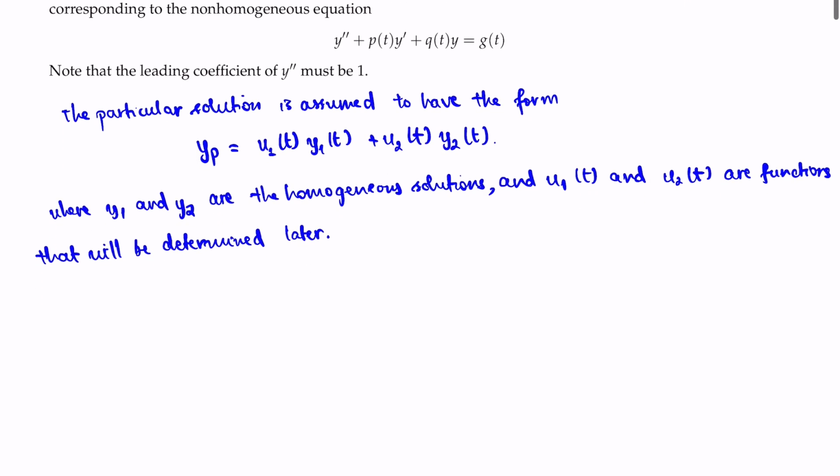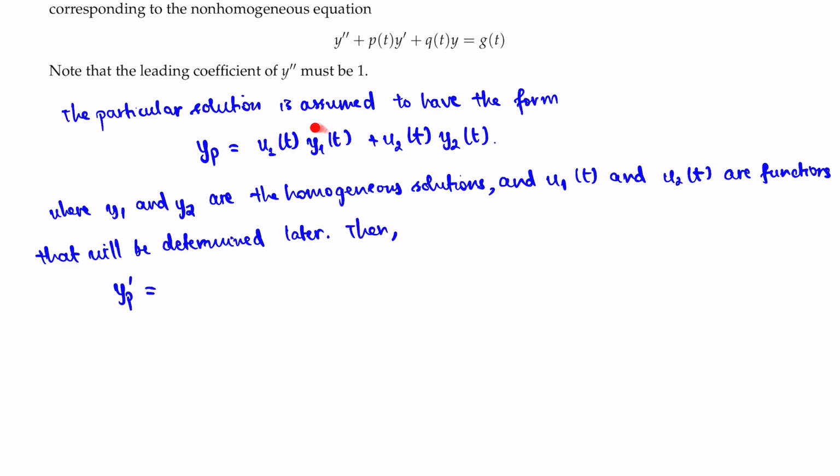Okay, so that is the assumptions that we have to make, and assume this is a solution to the non-homogeneous differential equation. Now we're going to find the first derivative and the second derivative, and substitute that into the non-homogeneous equation and solve for u1 and u2. Then you have y sub p prime is equal to, so you take the derivative of these two terms, and remember they are products, and therefore you have to apply the product rule.